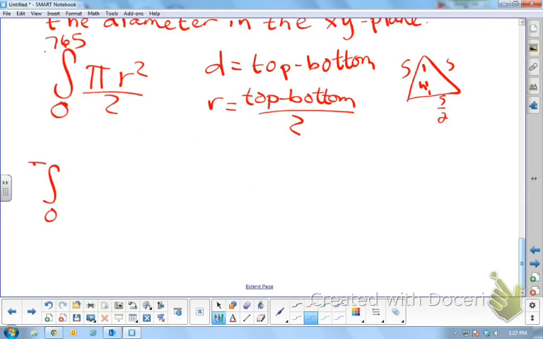We have pi, 0 to 0.765. We were already over 2, and then we're going to have over 2 within this because we had to divide to get our diameter. Divide the diameter. And then again, we just check that in our calculator.